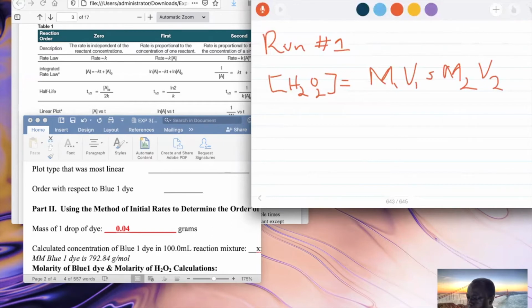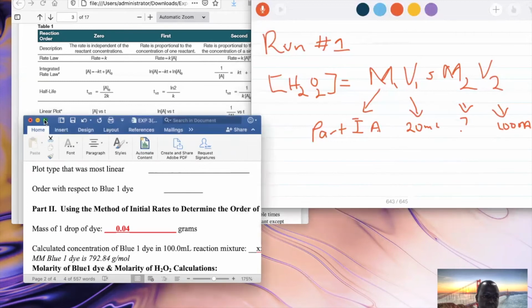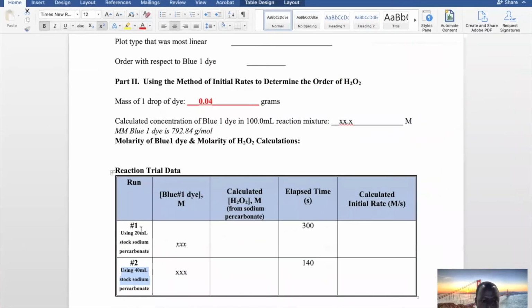This is coming from part 1A. You should have that from part 1A. How many ml did we use? This is 20 ml, and this is what you're looking for. And this was diluted to 100 ml. This is 100 ml. Just to show you how you will calculate the molarity of peroxide in run 1, we use 20 ml of the stock solution.